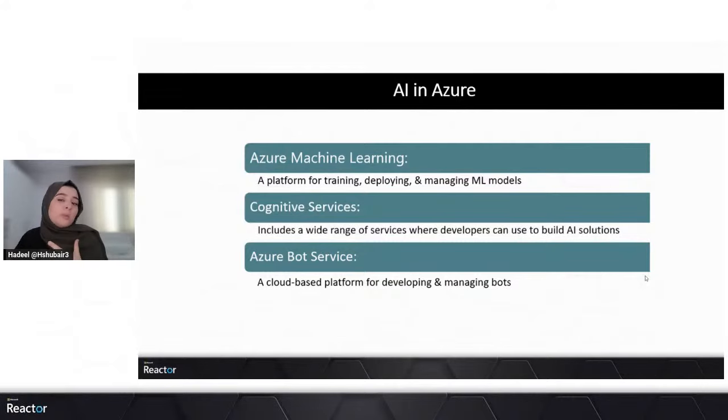Now, what do we mean by Cognitive Services? With Cognitive Services, you have speech, vision, language, and text. You have all these services that really help you, depending on your goal, to build your next AI solution. And then lastly, you have the Azure Bot Service, and this is the platform that helps manage and develop bots or robots.